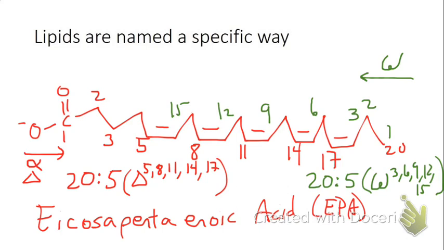If you've noticed, in the two fatty acids we've talked about, they are cis double bonds, right? So this carbon and this carbon are on the same side of the double bond, making it a cis. All naturally occurring fatty acids have cis bonds.